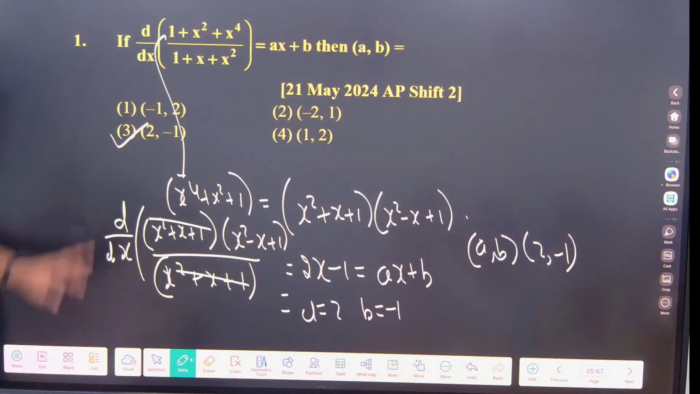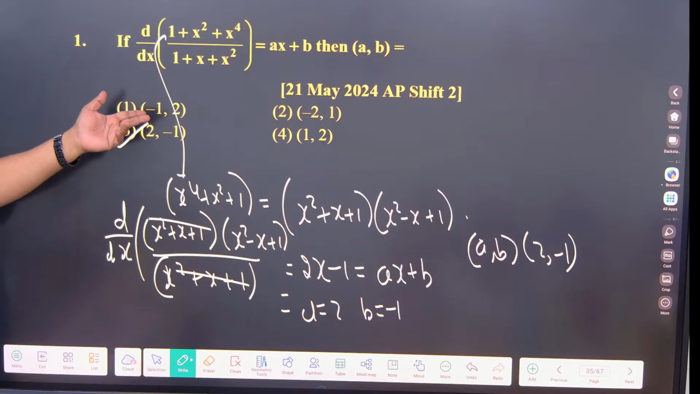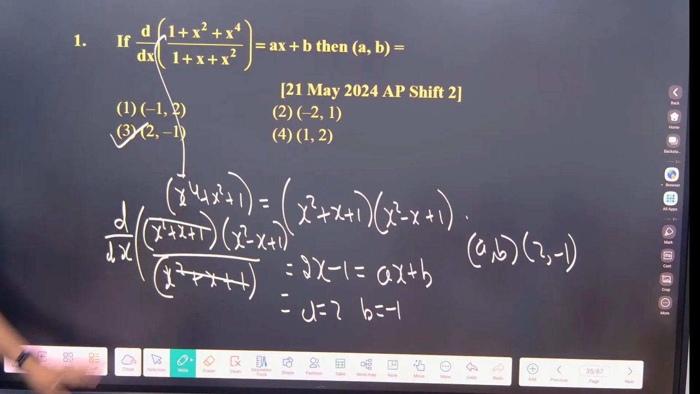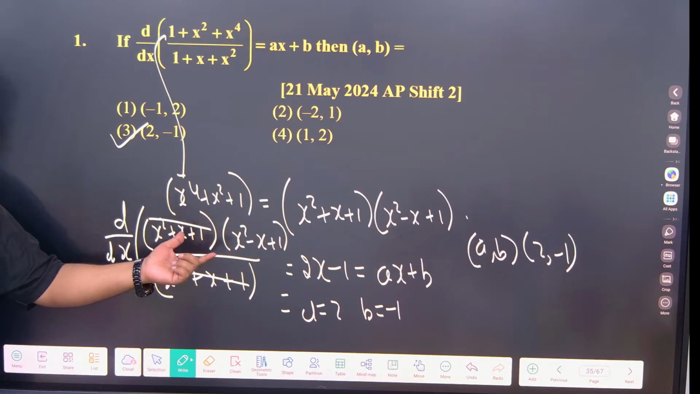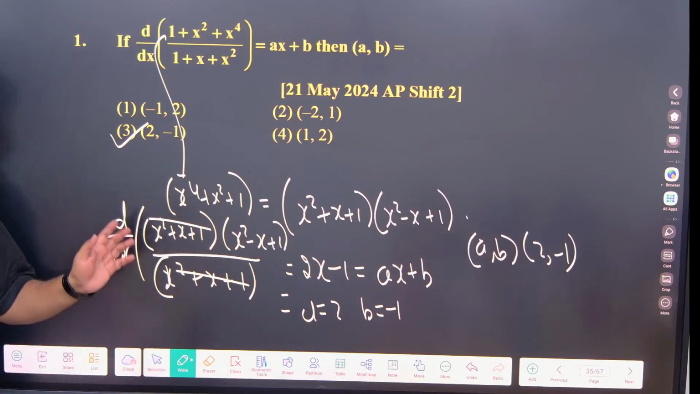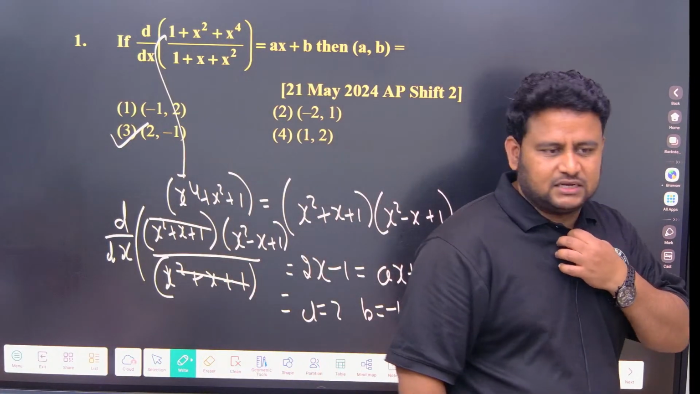Otherwise, you would have to apply the u by v rule, which will take a lot of time. They give questions based on how to simplify. They wanted you to solve it like this, not by the u by v rule. Of course, this is a question on differentiation, but you should know this. Understood everyone? Focusing? Okay, done. Then a comma b can be written as 2 comma minus 1.